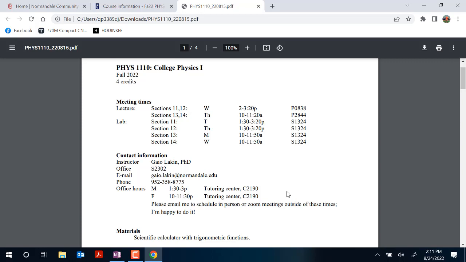And you know what I was saying about D2L, this is why I don't want you to get confused about what section you're in. Even though in D2L it says you're all in section 11, that's not the case.